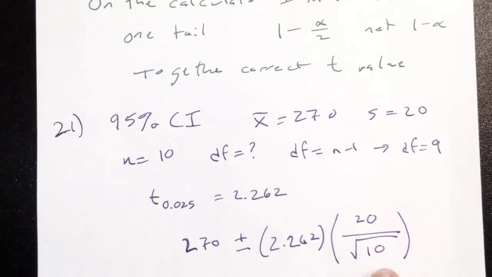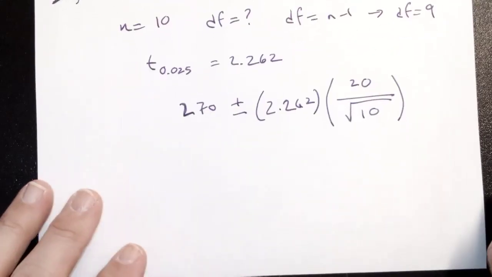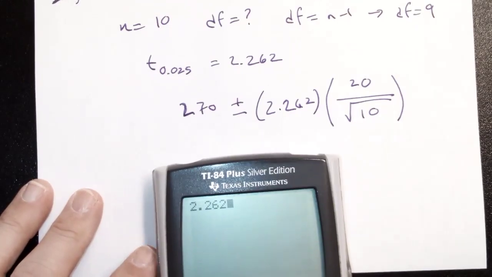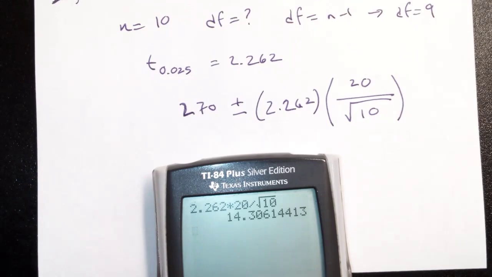That's our number. This is our standard error. We take our standard deviation, divide by the number of things, square root of the number of things. That's our standard error. So let's actually do this calculation. 2.262 times 20 divided by the square root of 10. And I get this number, 14.3.